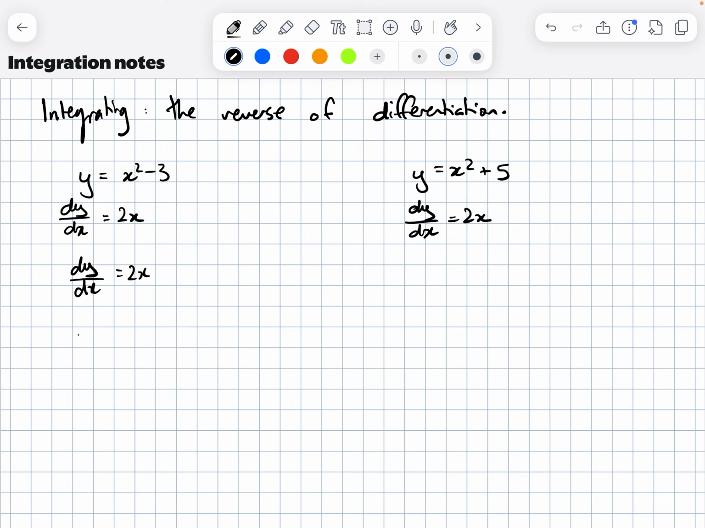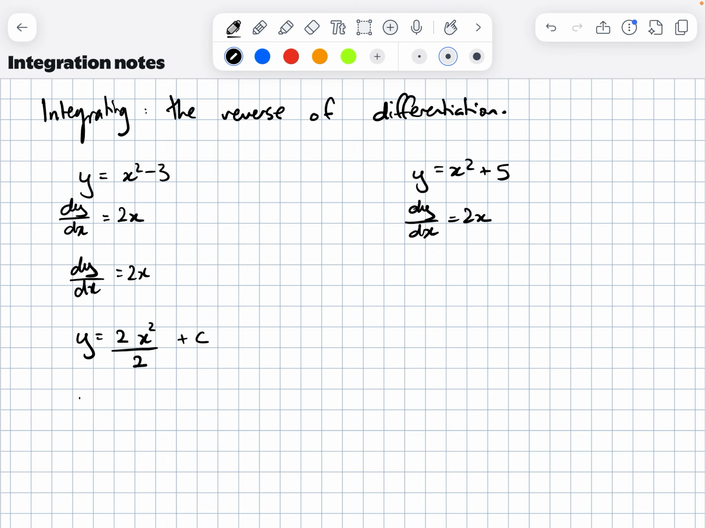From NCEA Level 2, you learnt that we increase the power by 1 and then divide by the new power. That is, in essence, the opposite to the differentiation rules. So, y equals, we increase the power by 1, and we divide by the new power. Now, the one thing that this equation doesn't have, which the first two do have, is some sort of shifting constant. The first one had -3, which shifted the x squared graph down by 3, and the second one had +5, which shifted the x squared graph up by 5. In our current y equation, we don't have either. So because we don't know what it is, we're going to put a plus c.